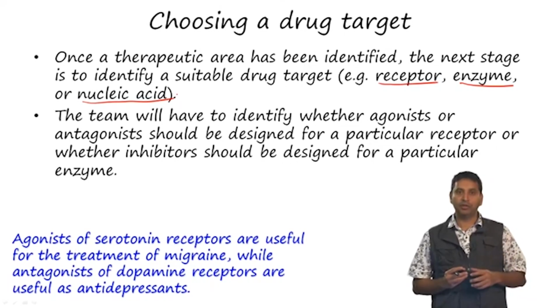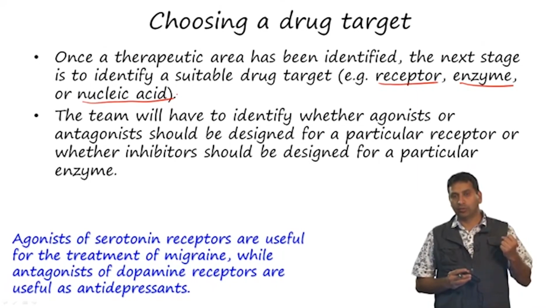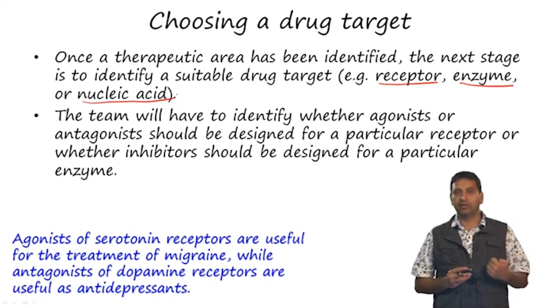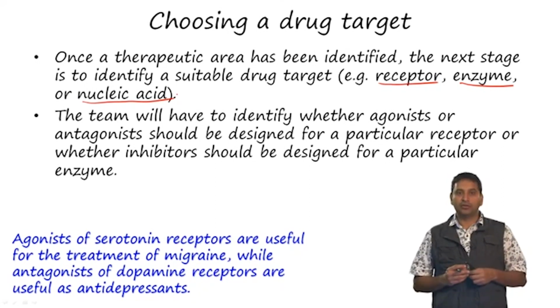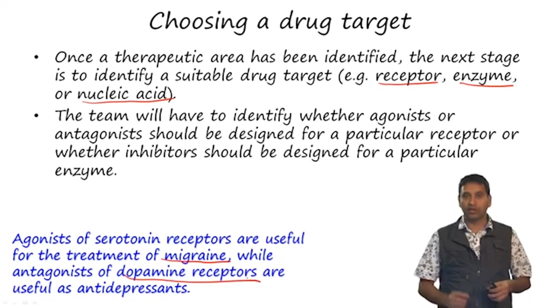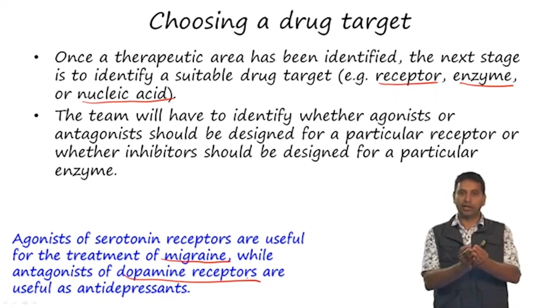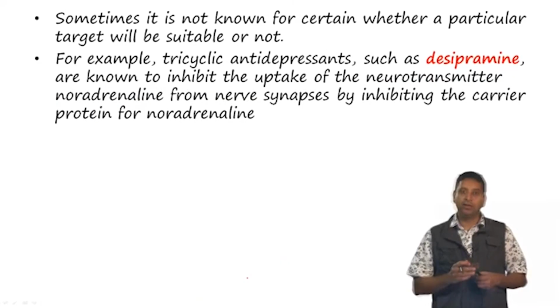And now, the research team will have to identify, for example, if it is a receptor, whether one needs to develop an agonist or an antagonist. Okay. And if it is an enzyme, what kind of an enzyme it is, and whether an inhibitor should be designed for a particular enzyme. So, for example, agonists of serotonin receptors are useful for the treatment of migraine, while the antagonists of dopamine receptors are useful as antidepressants. So, depending on what the drug target is, one can figure out what kind of compound to be able to synthesize or develop.